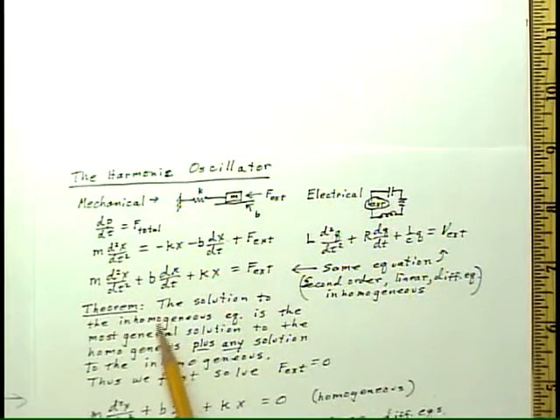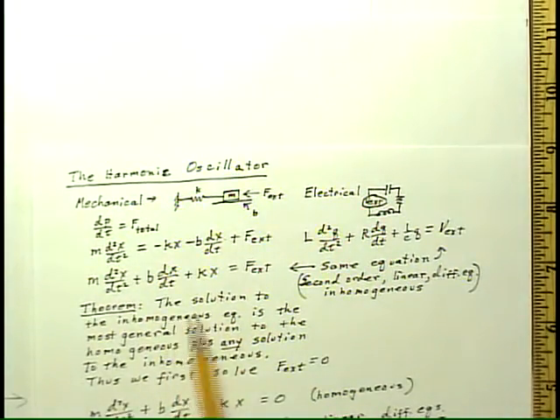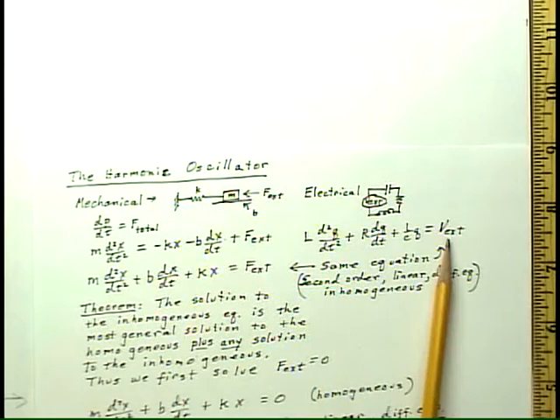The important theorem here to understand is that the most general solution to the inhomogeneous equation is the most general solution to the homogeneous part of the equation, plus any solution that we can find to the inhomogeneous equation. Consequently, to find the most general solution of the entire equation, we must first solve the homogeneous part. So we set F external equal to 0. Obviously, if we can solve this mechanical system, we have solved the comparable electrical system.